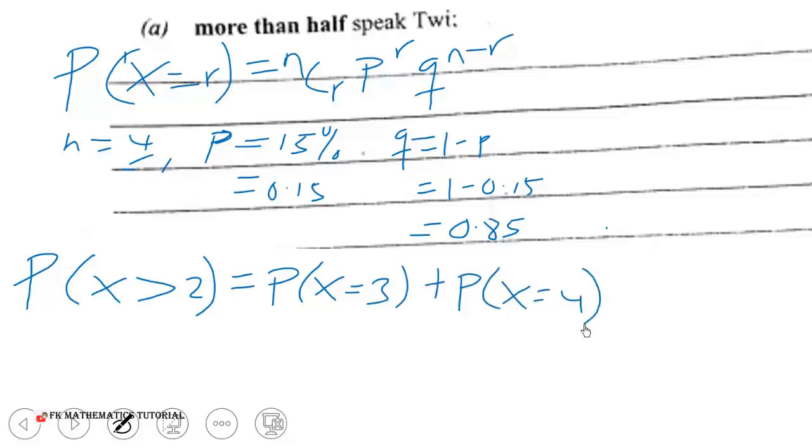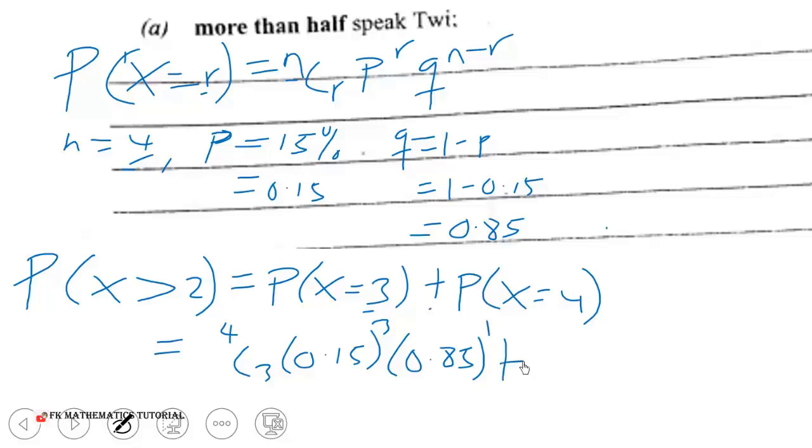So we fix in the values. This will give us probability of x equal 3. So now the r is equal to 3. So we put 4 combination 3. Then we have p, which is 0.15 exponent 3. Then we're going to get q, which is 0.85 exponent n minus r, 4 minus 3. 4 minus 3 is 1. Then we come to this part.